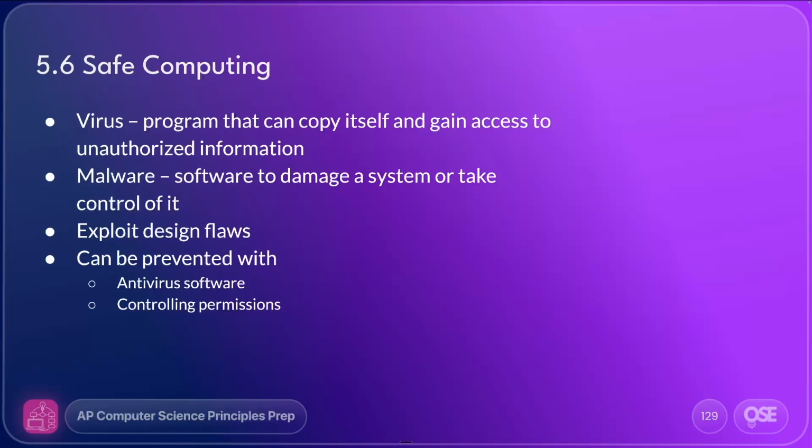Next, some malicious stuff. A virus is a program that can copy itself and gain access to unauthorized information. And malware is software that is used to damage a system or take control of it. And typically, viruses and malware exploit design flaws in programs. They can be prevented by using antivirus software or controlling permissions of programs.